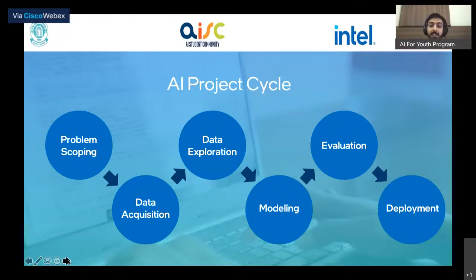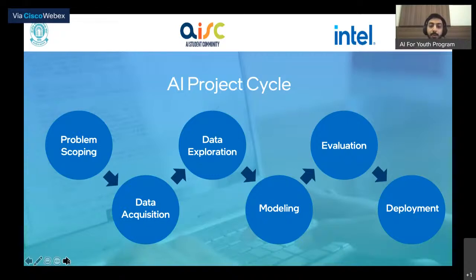First, we will briefly understand what are the objectives of each stage, and then we'll start exploring each stage in a bit more detail. So the 6 stages are problem scoping, data acquisition, data exploration, modeling, evaluation, and deployment. All right, let me repeat: problem scoping, data acquisition, data exploration, modeling, evaluation, and deployment. Now let's go through the objectives of each and every stage and then we'll start exploring it one by one.